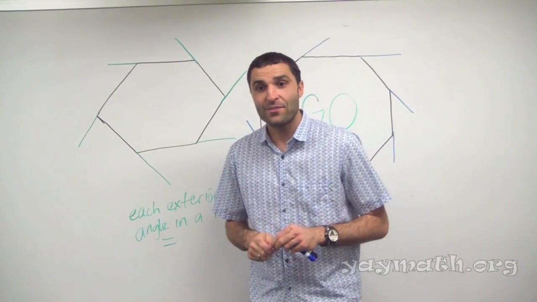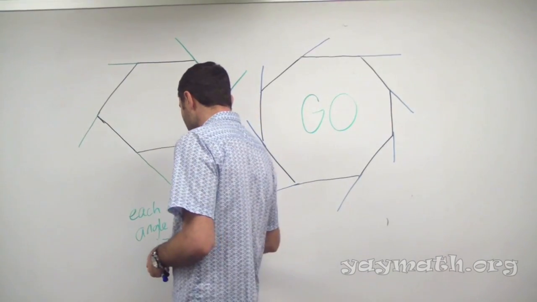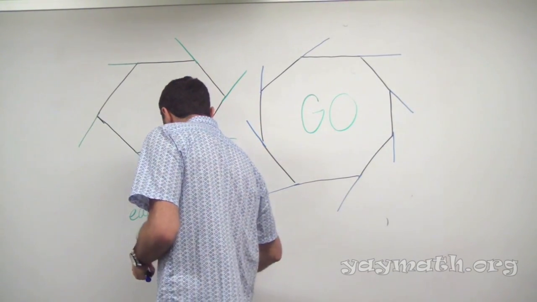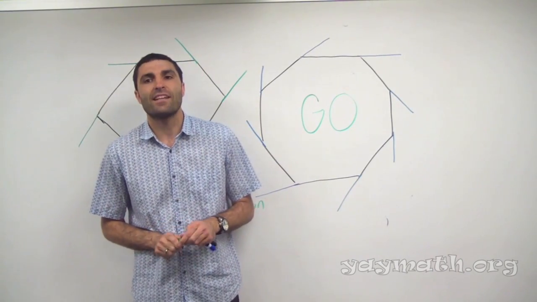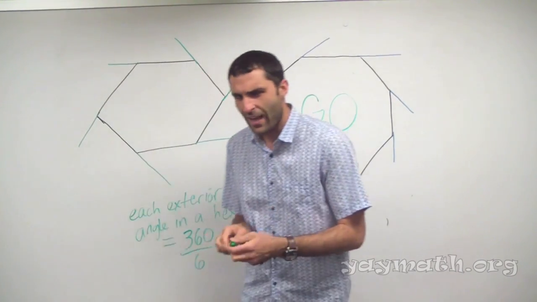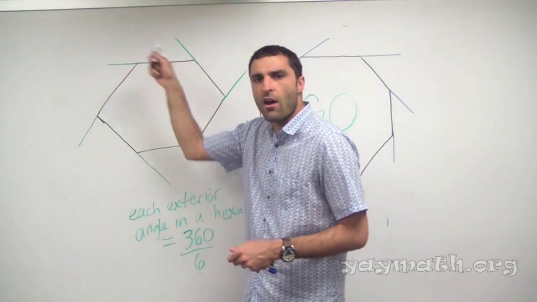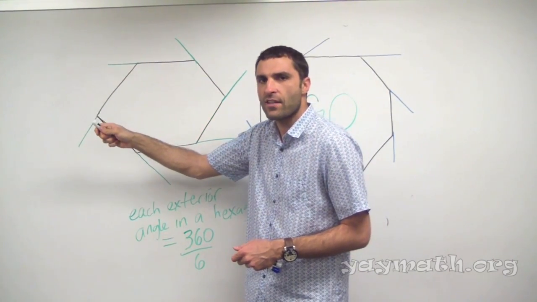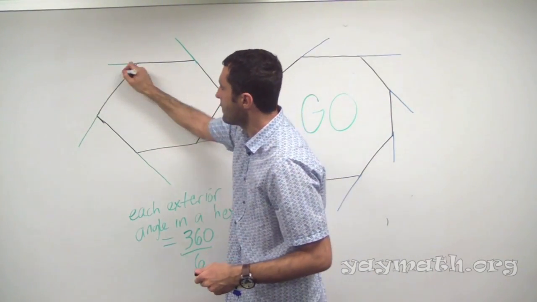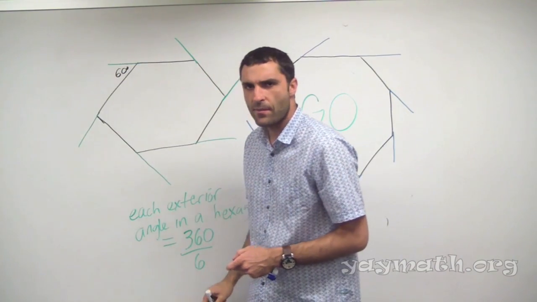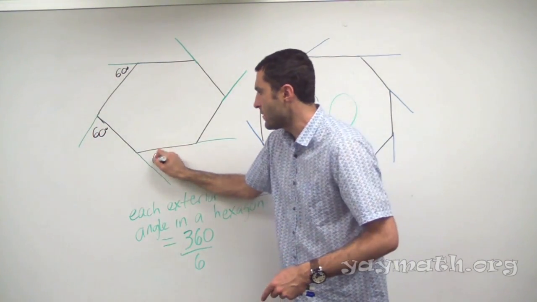Yeah, do it. 60. I didn't mean to put you on the spot, but you're right there. There are 6 angles in total, and they add up to 360. So each of them must be 60. Does that make sense? Any questions about that? Is that okay? Okay.